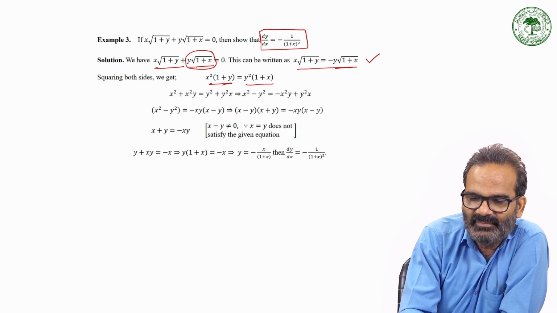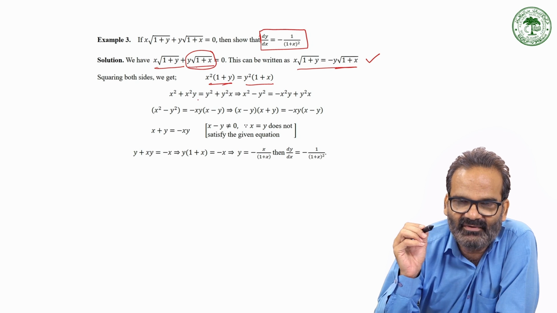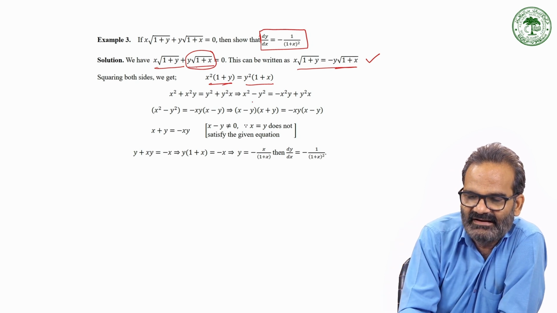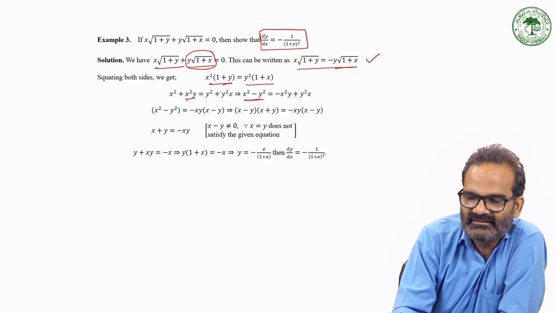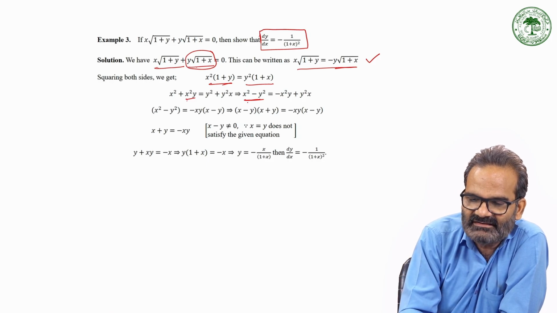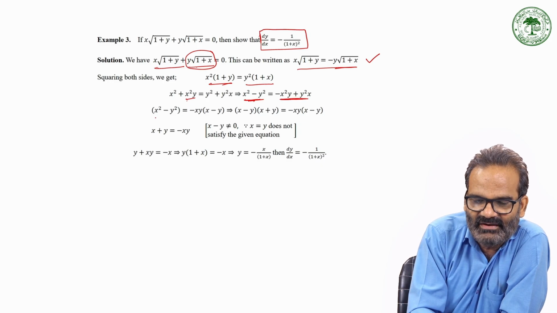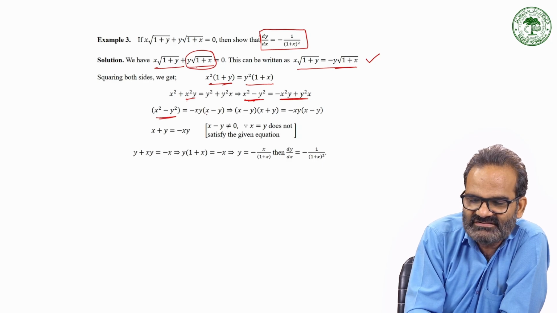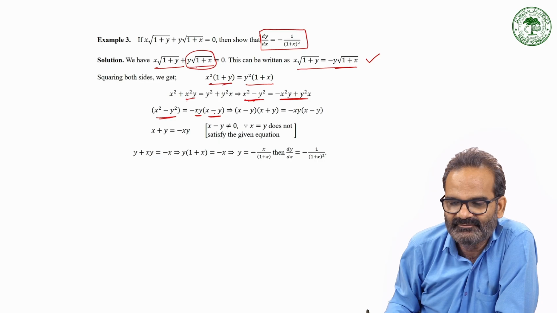Transform y square from the right hand side to the left hand side, so we get x square minus y square. And this term from left to right, that is minus x square y plus y square x. So x square minus y square is equal to what? Take xy common from here. What is left? x minus 1.